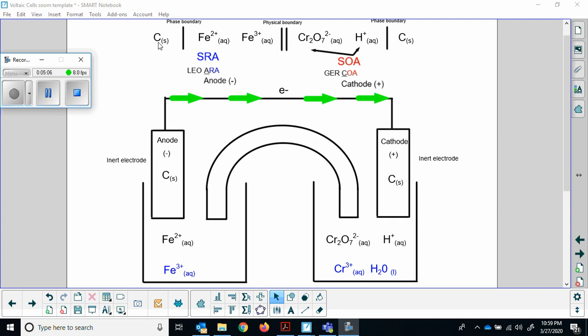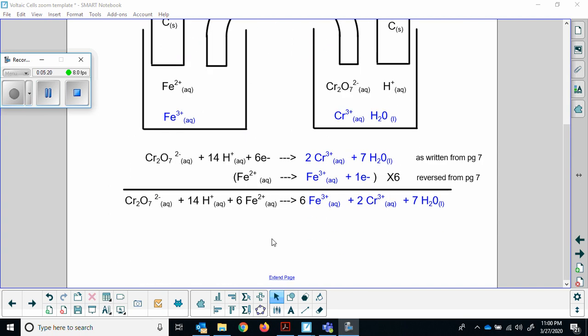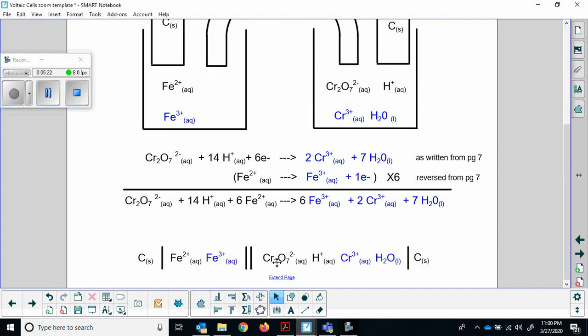We can adjust our original cell notation by including our products. Note that in the original cell notation, we already have a product with iron 3 plus, but we can adjust it by having chromium ions and water in the other half cell as products in blue.